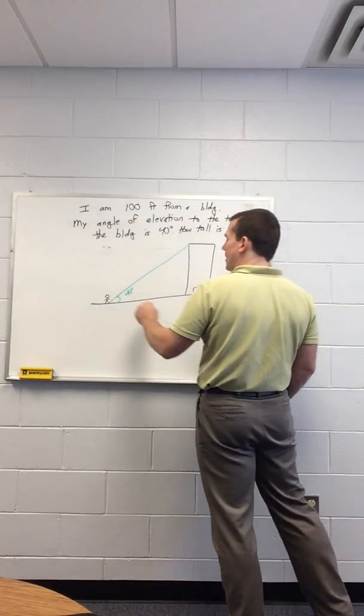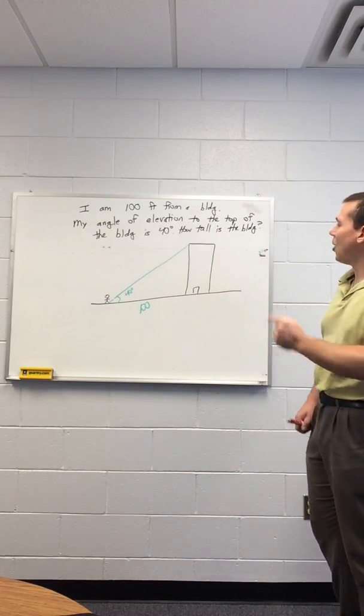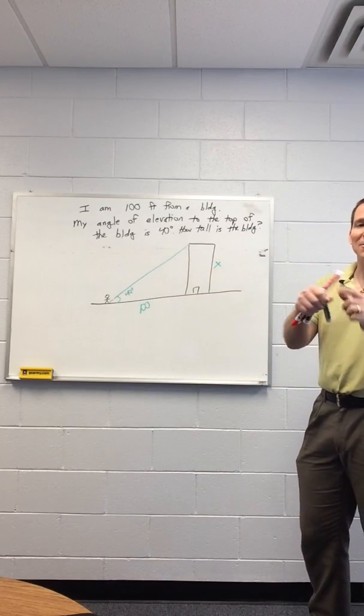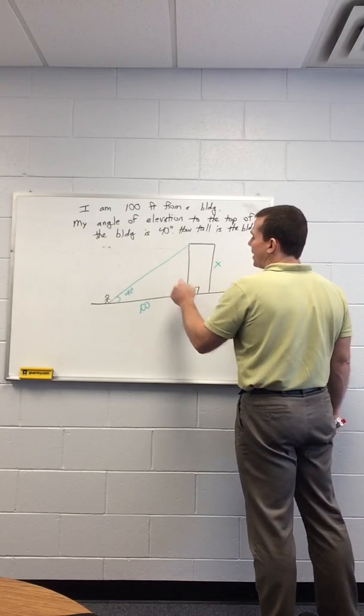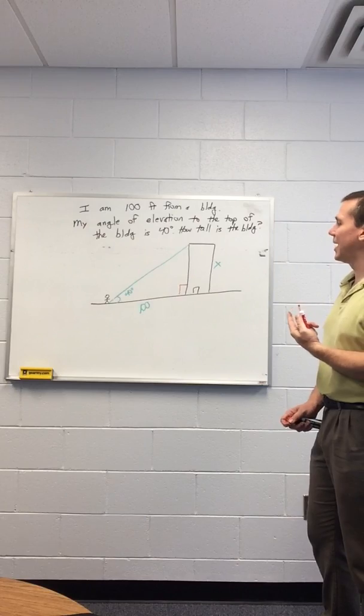I'm 100 feet from the building, so this distance is 100. How tall is the building? That's the height over here, x, and we want to solve that out. If we look at it really quickly, all I really drew is a right triangle right here, and I can just use my trig to solve this since it's a right triangle.